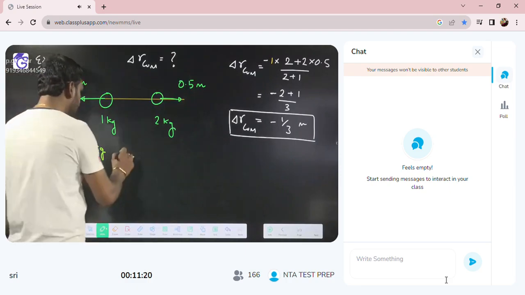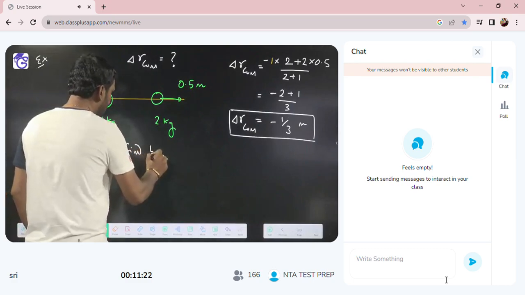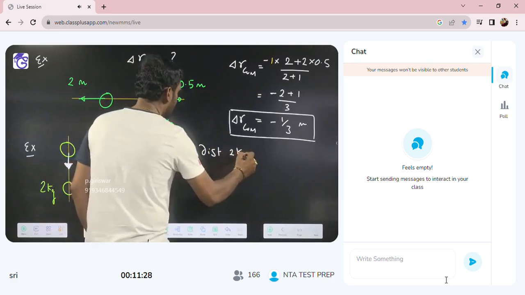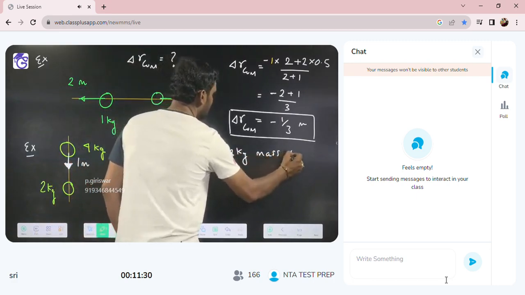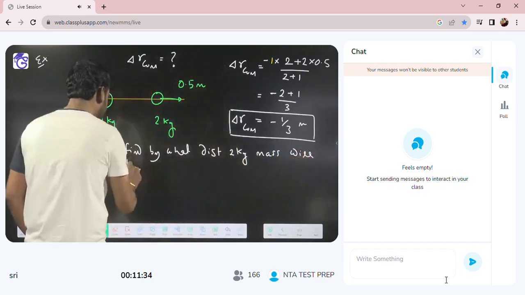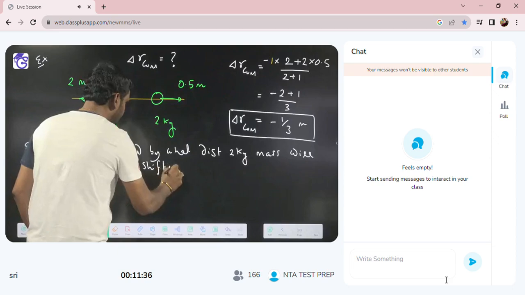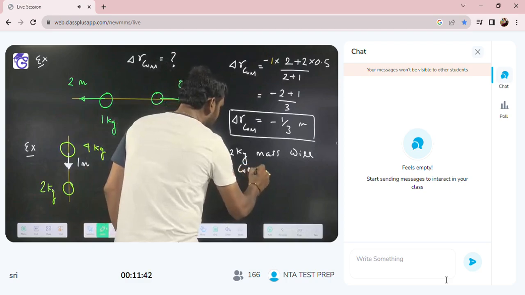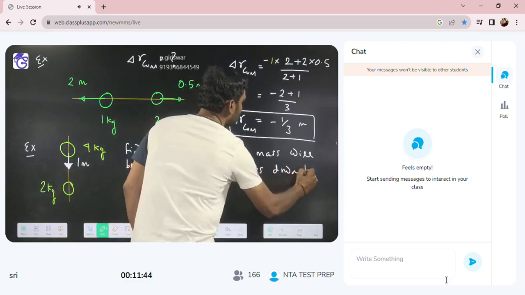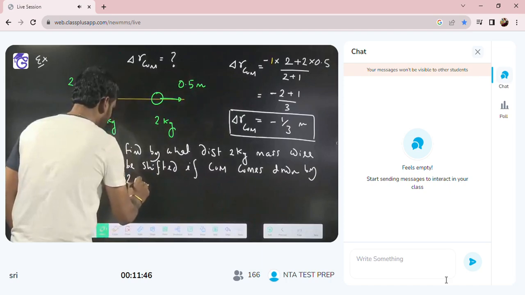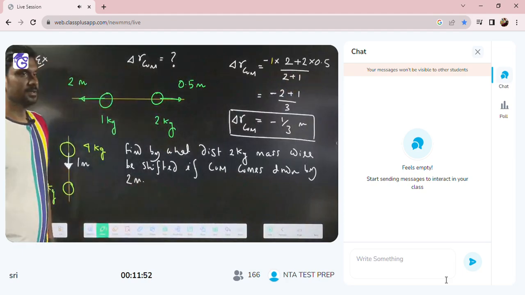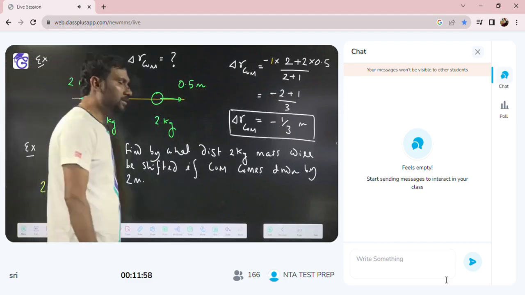Now what they are asking? Find by what distance 2 kg mass will be shifted if center of mass comes down by 2 meter. Boys and girls, do quick. This is for you. Test your knowledge. Find by what distance 2 kg mass will be shifted if center of mass comes down by 2 meter.